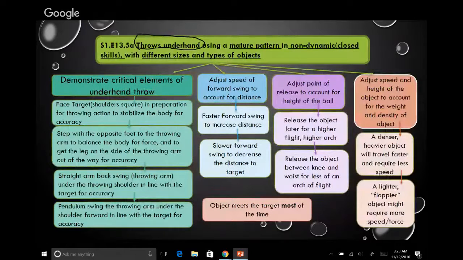And then in fifth grade, it gets a little bit more complex. So we just have different objects with different weights and densities, and we have to account for those. So that would be fifth grade.